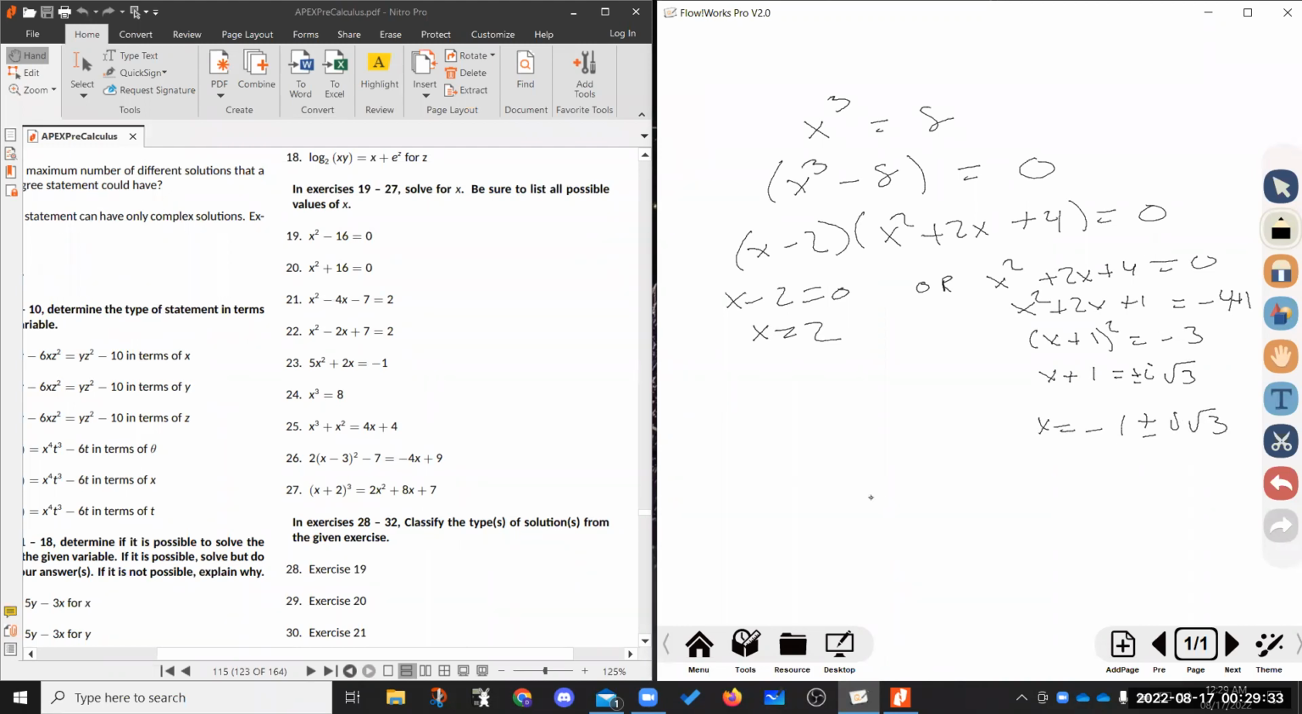So we have negative 1 minus the square root of 3 times i, negative 1 plus the square root of 3 times i. And I also have a third answer here of positive 2. Those are my 3 answers to my cubic.